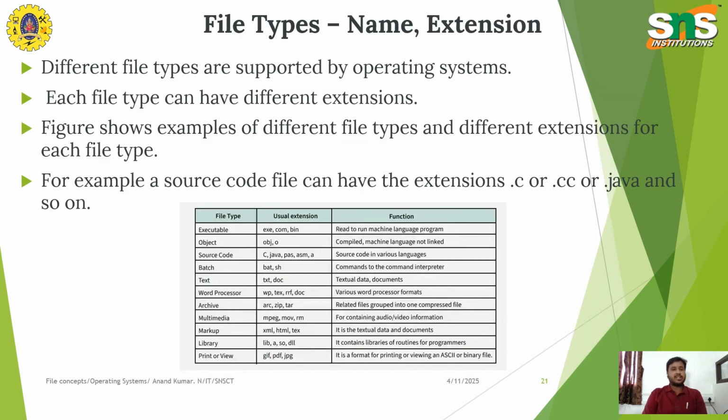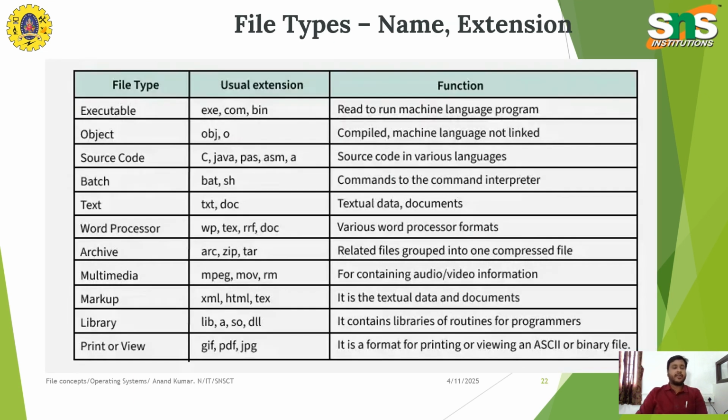So, in this class, we'll start with different file types that are supported by the operating systems, and each file type can have its own different extension. The figure below shows an example of different file types and the different extensions of each file type. For example, source code in C or C++ can have extensions of .c or .cc, or Java, something like that. I'll explain it in a different format: the file type, the extension used, and what the function is about. This is an important slide, and I would like to take some time to explain it.